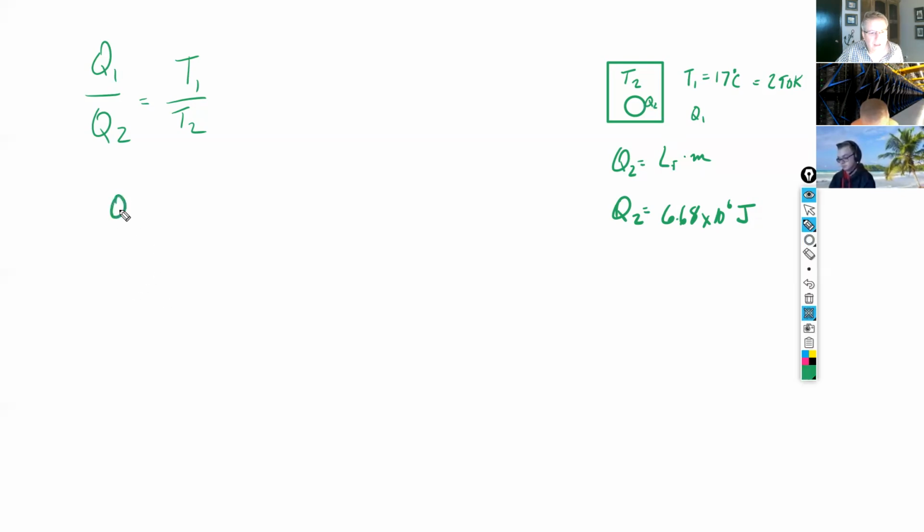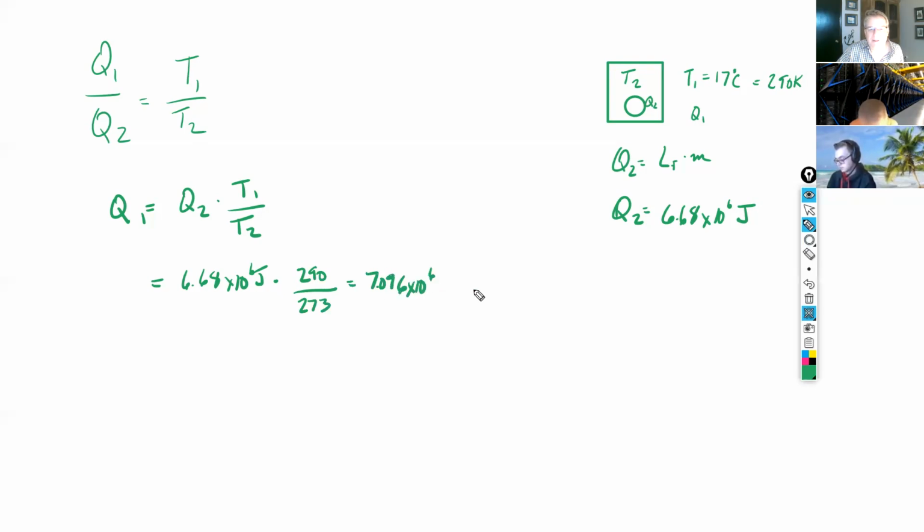From here, Q1 is equal to Q2 times T1 over T2. Well, this should be pretty easy, isn't it? 6.68 times 10 to the 6th joules times 290 over 273 is equal to 7.096 times 10 to the 6th.